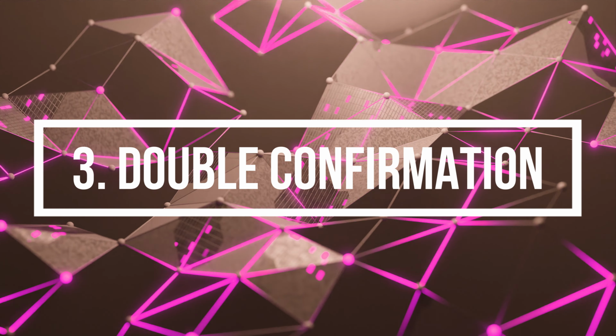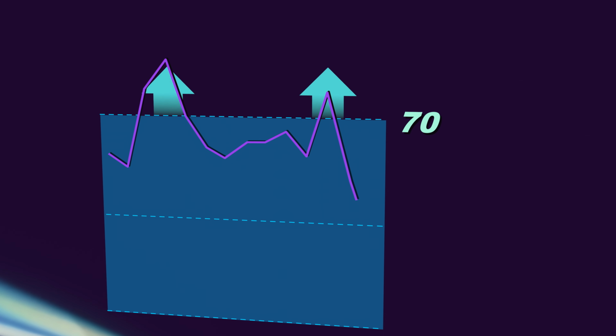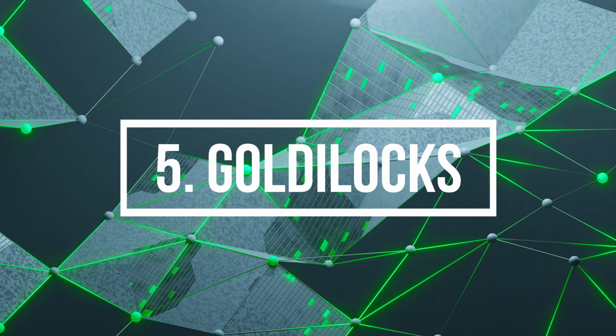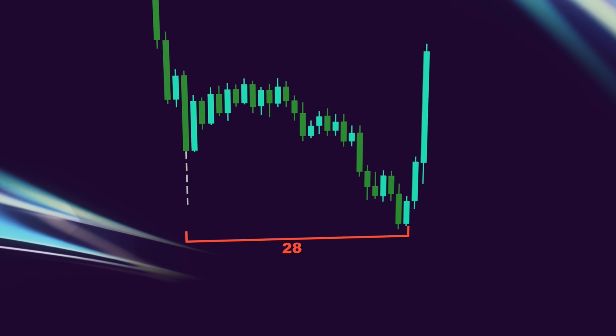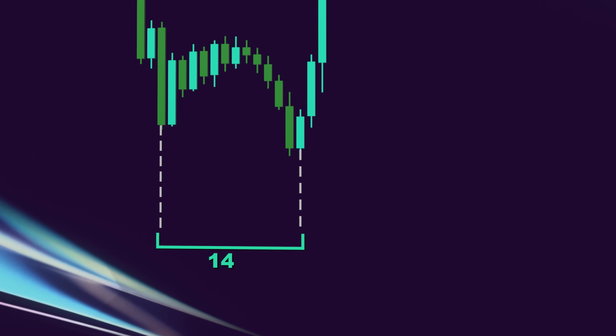Rule number 4, overextension. Ideally, we want to see both peaks as overextended as possible on the RSI. This means above the 70 level for a bear div and below the 30 level for a bull div. Rule number 5, Goldilocks. As a rule of thumb, any divs that span too wide are also invalidated. Textbook theory will tell you that anything past 14 bars is a no-go.